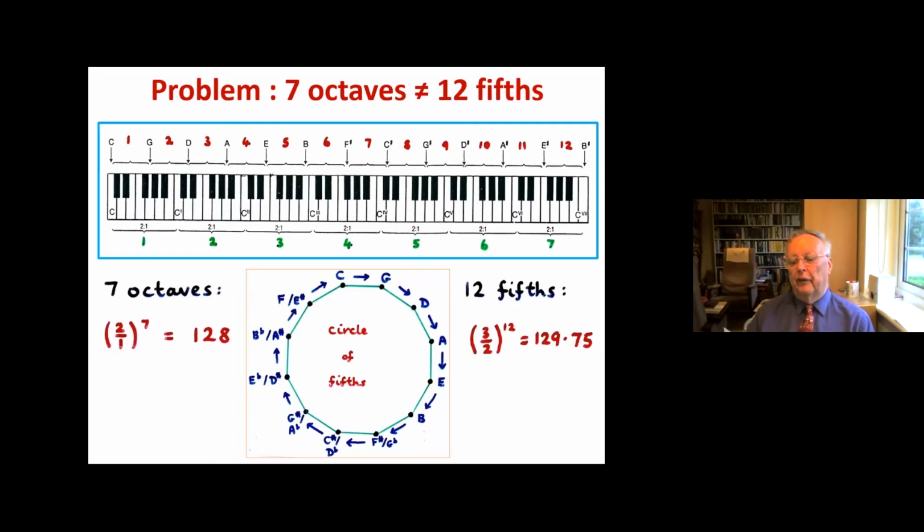But for 12 fifths, we go through the intervals in red at the top, or around the so-called circle of fifths shown below, again ending at top C. For this ratio, we multiply 3 over 2 by itself 12 times, giving over 129. These two ratios are clearly different, even though they agree on the keyboard.